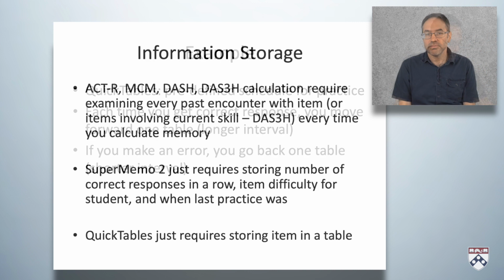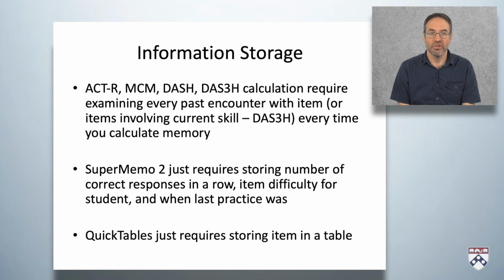In terms of information storage, ACT-R and MCM and DASH 3H calculation require examining every past encounter with the item, or for DASH 3H, the items involving the current skill even, every time you calculate memory. SuperMemo 2 is much simpler. It just requires storing the number of correct responses in a row, the item difficulty for the student, and when their last practice was. Quick tables just require storing an item in a table.